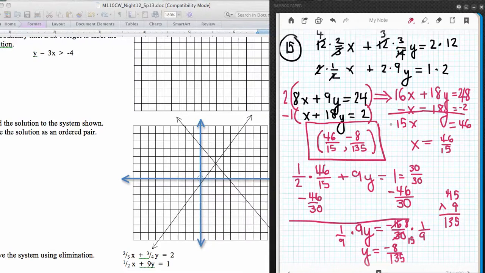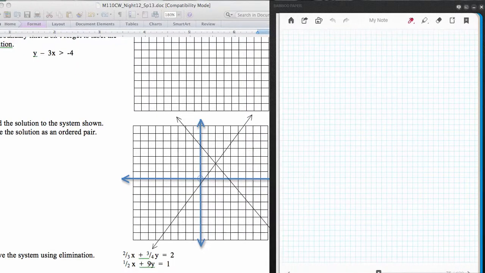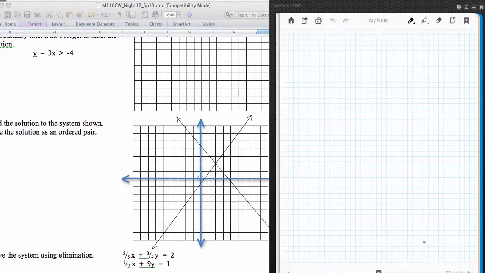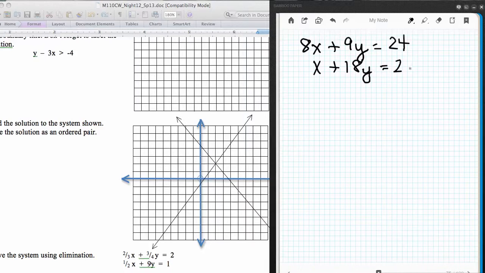Now what we want to do is we want to show you that you can do it in two different ways. So let's go ahead and this time eliminate not the y's, but let's eliminate the x's. So just so you see that both of these are the same, let's go back to the cleared equations, 8x plus 9y equals 24, and x plus 18y is equal to 2.